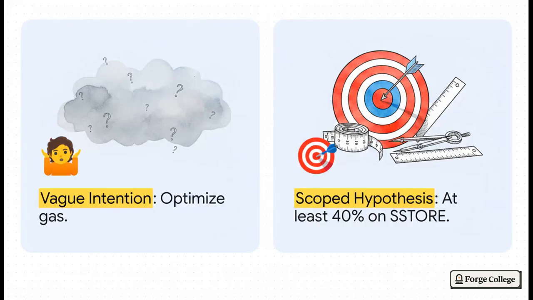To put this into perspective, consider the difference between a weak approach and a strong one. Optimize gas. I mean, what does that even mean? How do you even know when you're done? It's way too vague. Now compare that to a scoped hypothesis. At least 40% of gas is spent on SSTORE. This is fantastic. It's a concrete target. It's totally falsifiable. We can look at the data and definitively say yes or no. And having that clear, measurable finish line is absolutely crucial.